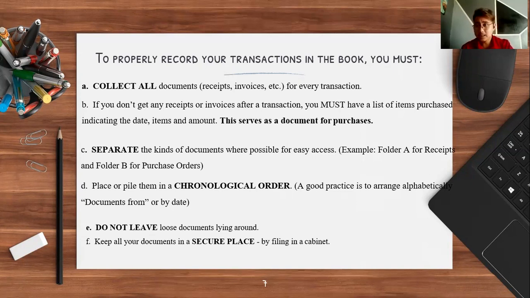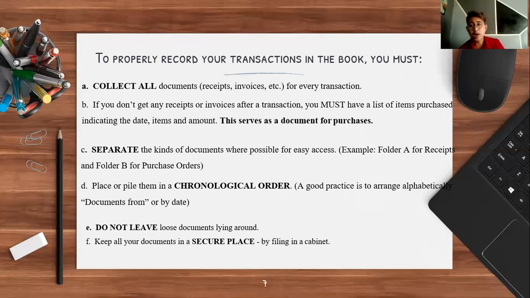So take note lang, class, na you cannot tell a transaction without a number. Okay? So every time po na gagawa kayo ng balance sheet or mag-journal na kayo, you need to have a receipt or invoices as evidence na ganito yung nangyari sa transaction na to. Okay? So you need to collect all the documents. Next, if you don't get any receipts or invoices after the transaction, you must have a list of items purchased indicating the date, items, and amount. So these serve as the document for purchases.